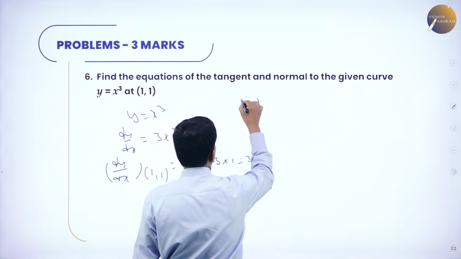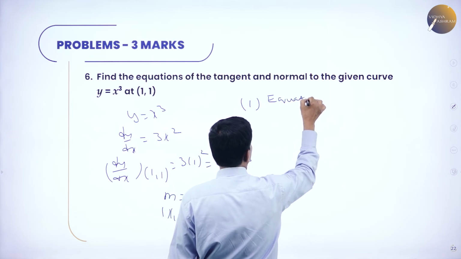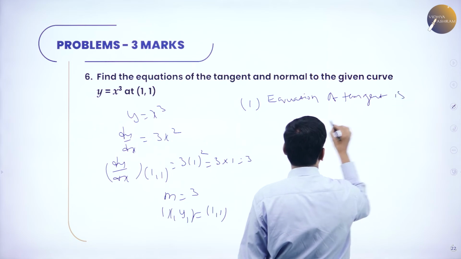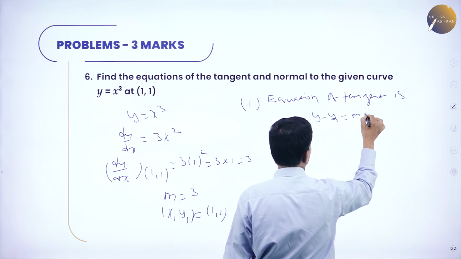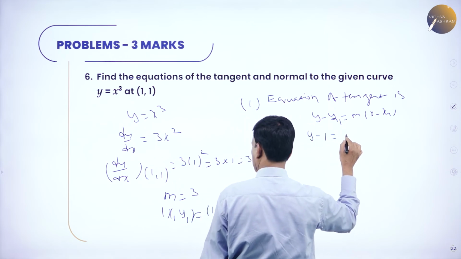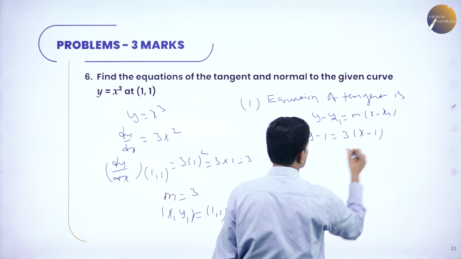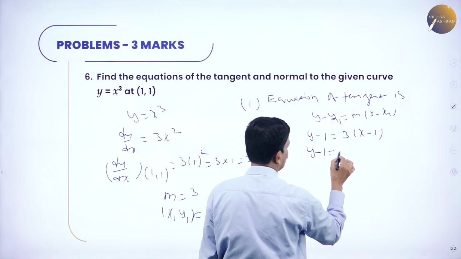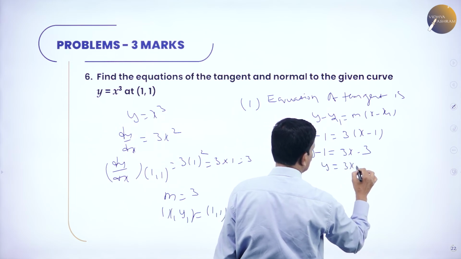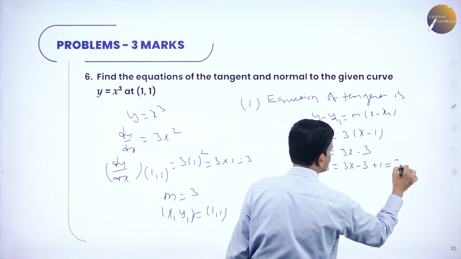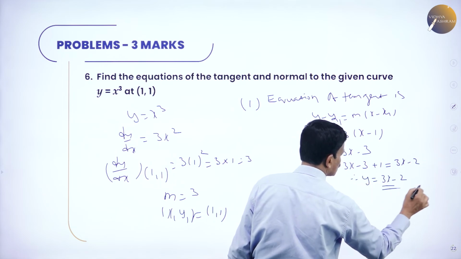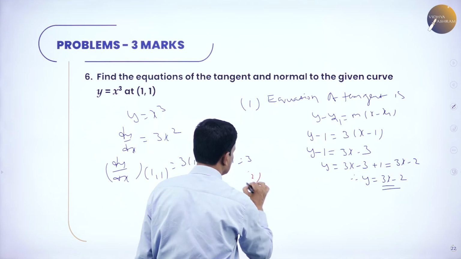Equation of tangent. Equation of tangent is y minus y1 is equal to m into (x minus x1). y minus y1 is 1, m is 3 into x minus x1 is also 1. y minus 1 is equal to 3x minus 3, or y is equal to 3x minus 3 plus 1, that is 3x minus 2. So equation of tangent is y is equal to 3x minus 2. Now equation of normal.